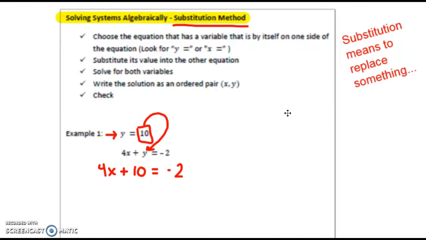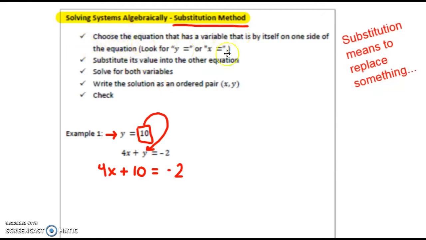The substitution method, and we need to know what substitution means. Over to the right here it says substitution means we're going to replace something. So if you keep that in mind, you're replacing the y value. If you see this first equation, it's got a value given to us. We already know half our answer. We know y equals 10. We're going to take that value and replace y in the other equation with 10.